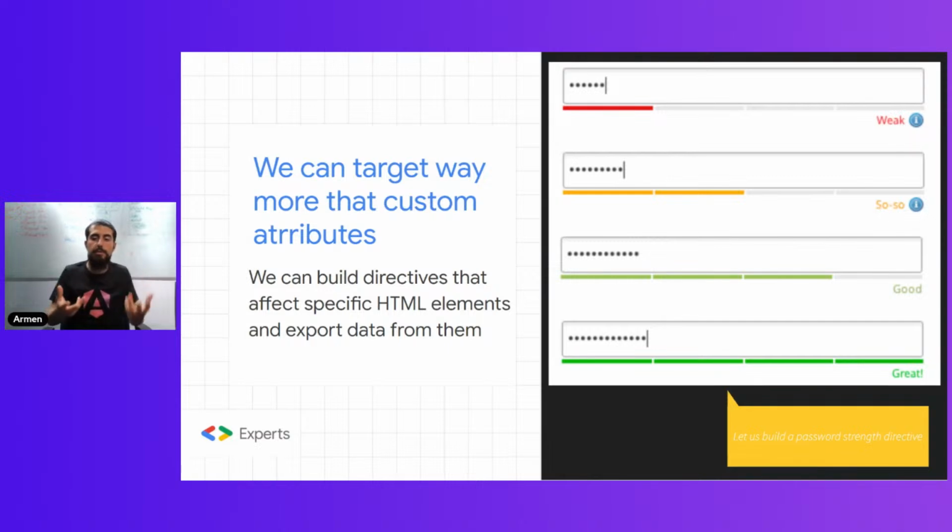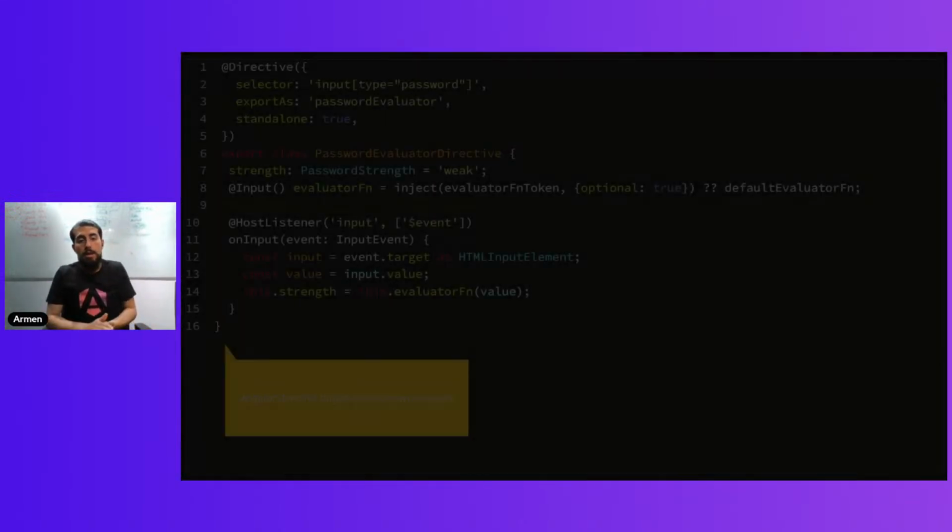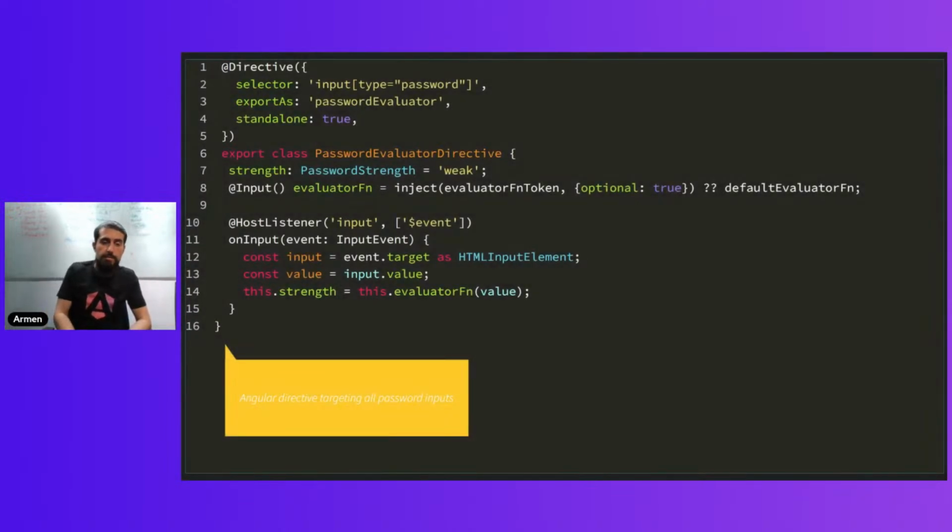So we want to build a directive that is generic and that doesn't dictate how the UI will work. It will just target the element and give us the info if the password is good or not, and then the parent template will decide what to do with that information. So let's see how it goes. Here is the directive. It's very, very generic in that sense. So here we have the property called strength, which will just have a string value of weak, medium, strong, or whatever. And we will also have an evaluator function.